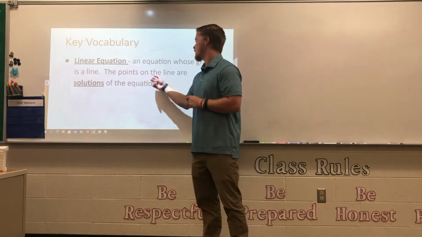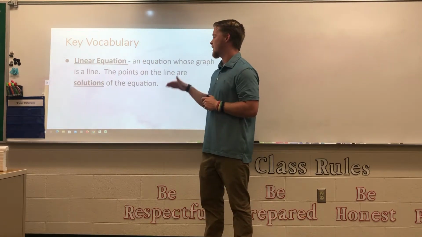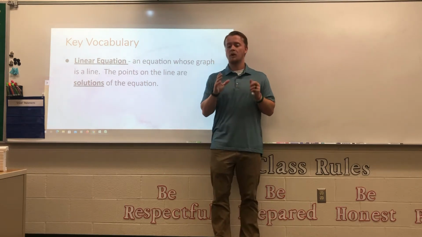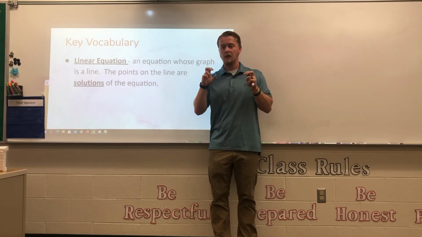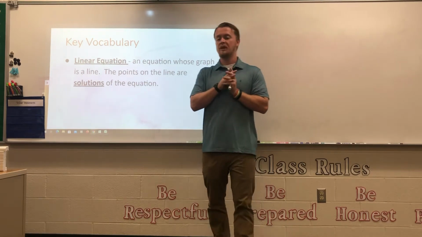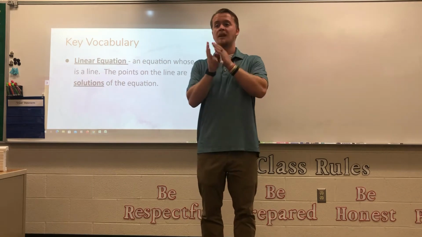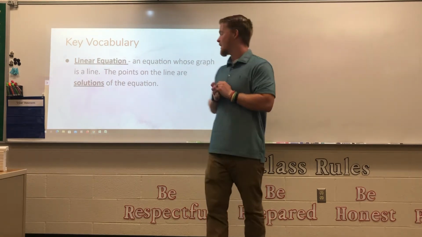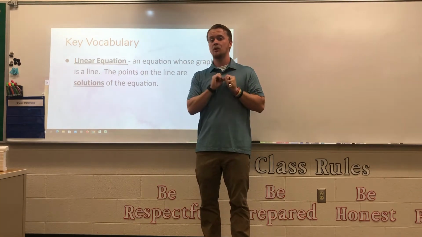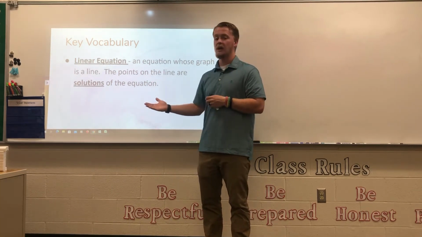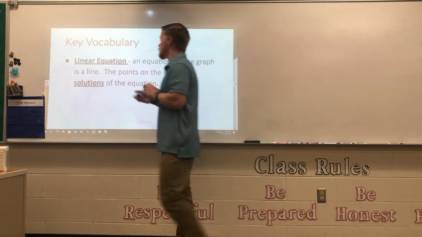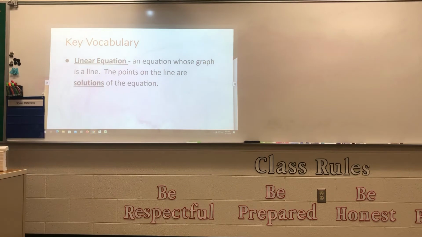The points on the line are solutions of the equation. That sentence throws students off a lot. So with points on the line, those are ordered pairs. And every ordered pair has an x and a y value. So in your equation, you'll have an x and y in that equation. So basically what it's saying is when you take the points on the line and plug them into the x and y in the equation, they will be solutions of that equation, making that equation true, I should say. So that's what that means and something you need to be familiar with.